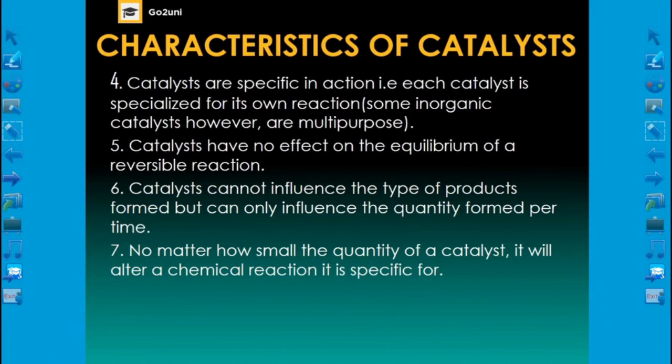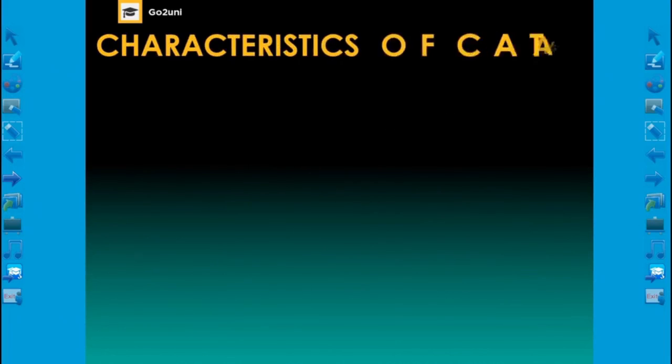Now, no matter how small the quantity of a catalyst is, it will still alter any chemical reaction for which it is specific. So, no matter how small, we don't need a whole basin of catalyst to alter the reaction that it is specific for, the reaction that it can actually alter.